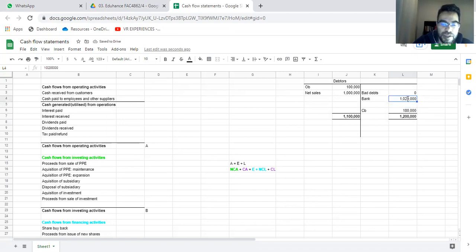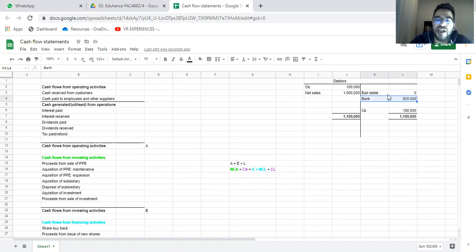1020, no, 980. Okay, no, 920. Okay, so it must be 920. So as you can see, the sales, which is the income statement, is 1 million. The bank for sales, the cash sales, was 920.